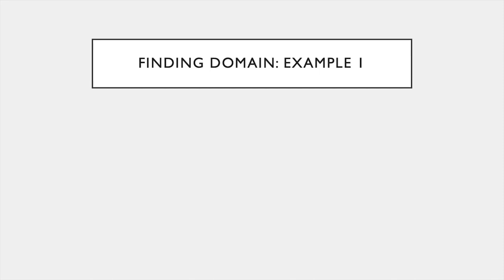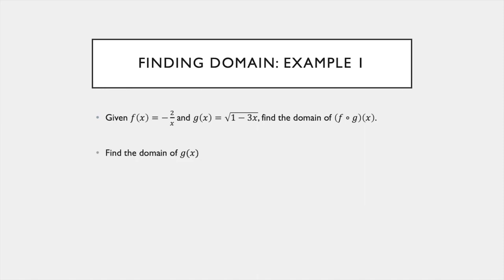Now when we're finding the domain, if we're given f of x equals negative 2 over x, and g of x equals the square root of 1 minus 3x, if we're finding the domain of the composite function f composed g of x, first we'll find the domain of g of x. So here the g of x is under a radical, so we know that the inside has to be greater than or equal to 0. So if we set 1 minus 3x is greater than or equal to 0, and then we solve for x, subtract 1, get negative 3x greater than or equal to negative 1, divide by negative 3, and we get x is less than or equal to 1/3.